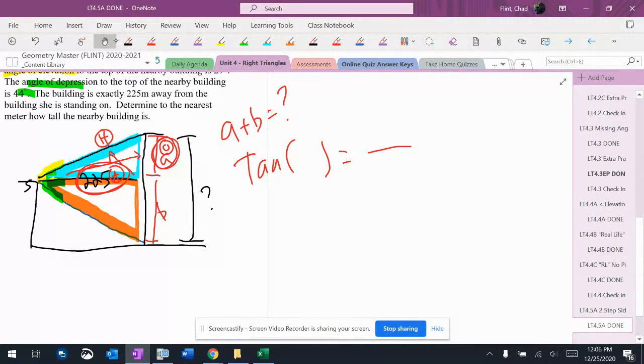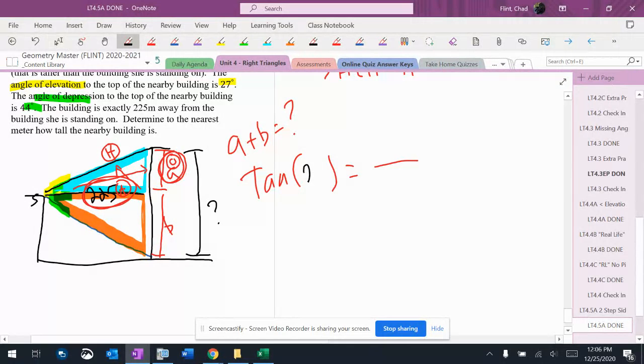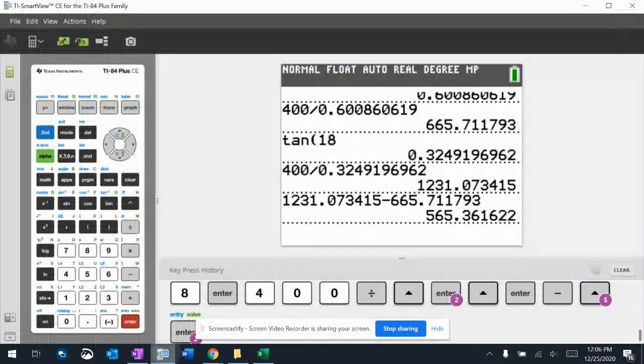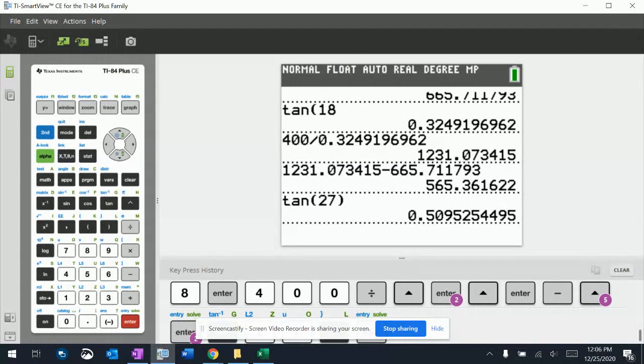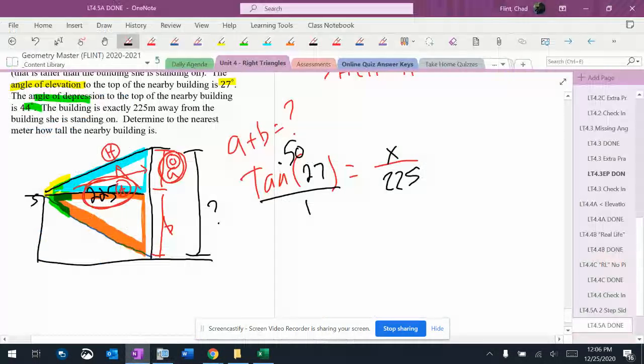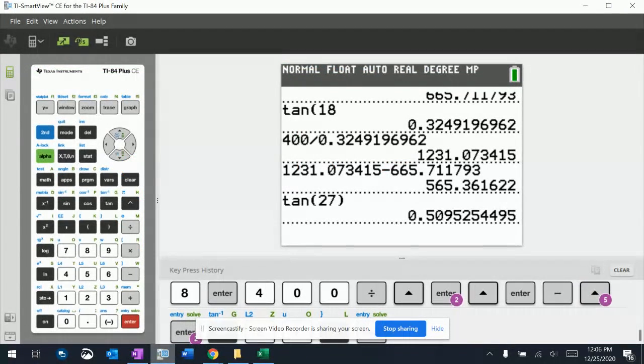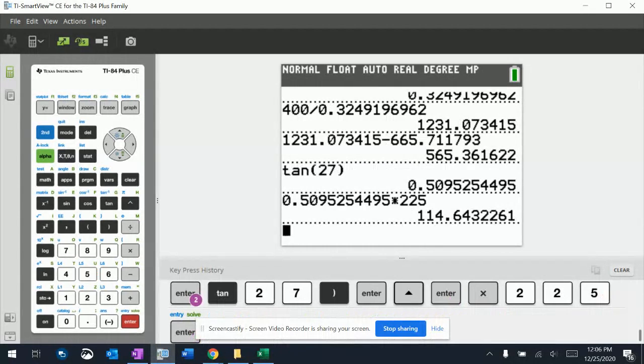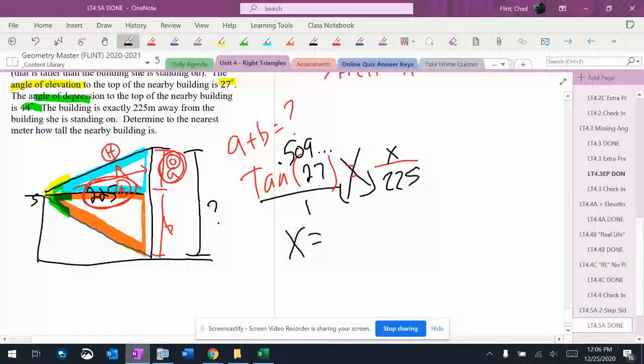So tangent equals opposite over adjacent. The angle is 27. The adjacent is 225. I don't know the opposite. Put it over 1 because I know the angle. So tangent of 27 is 0.509. Cross multiply is going to give me x equals 114.643. So 114.643. That is side A.